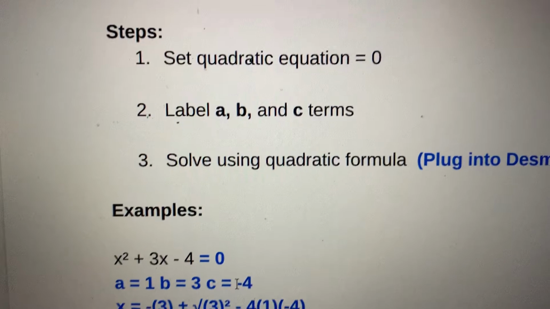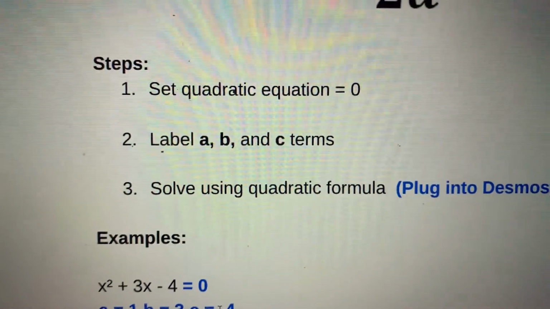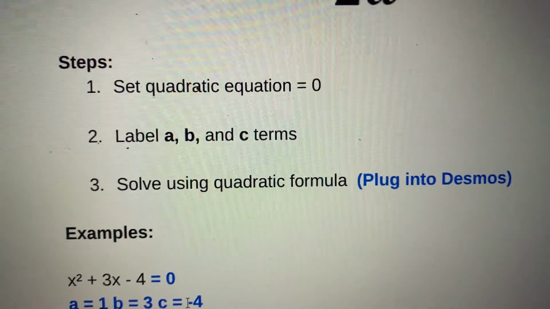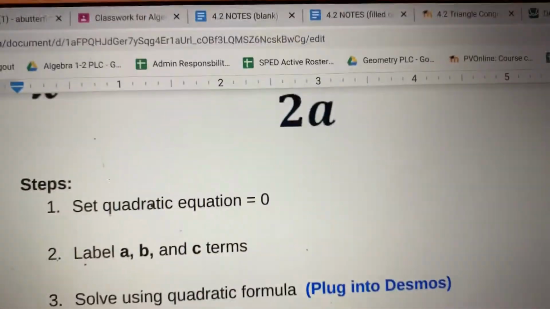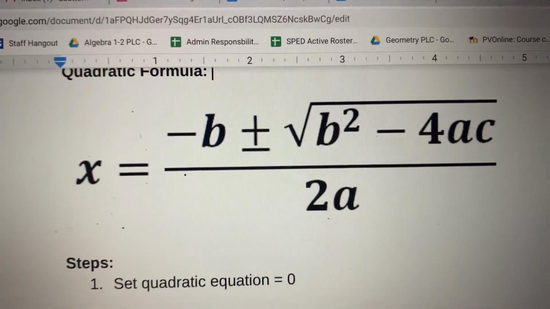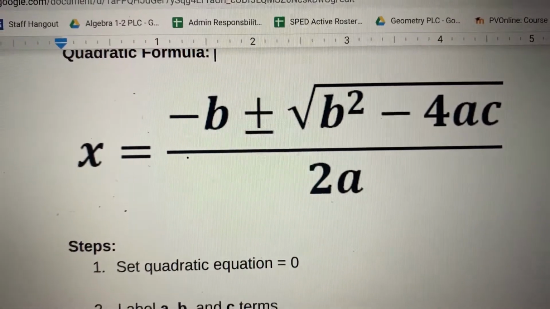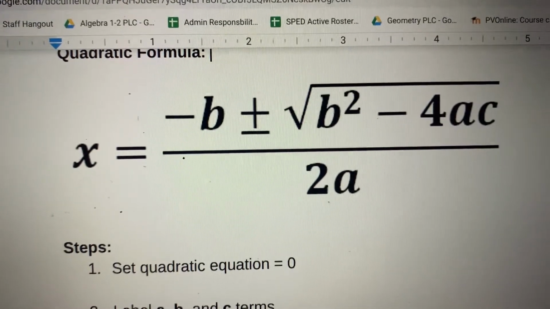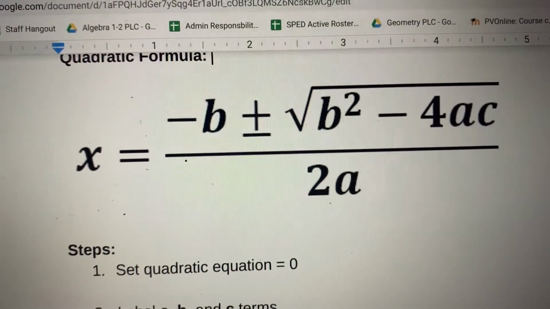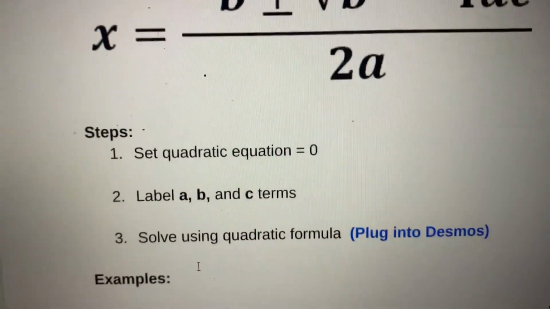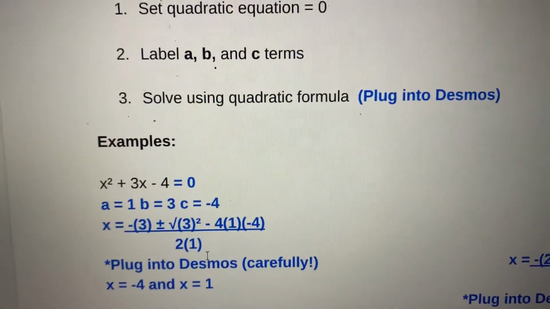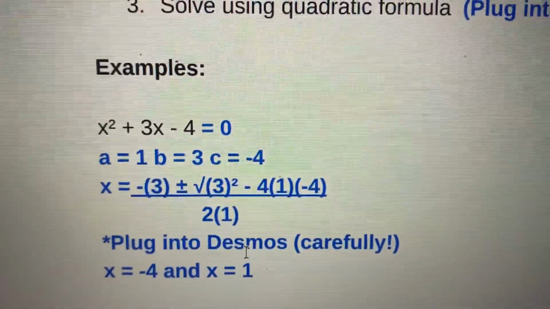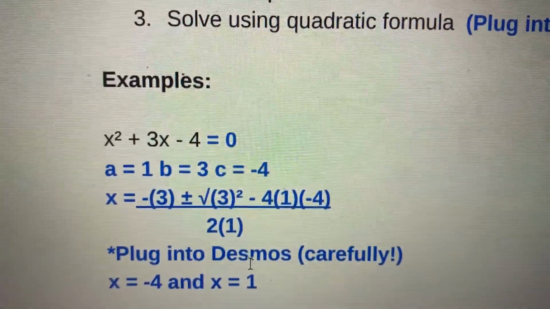So we did step 2, we have our A, B, and C terms. Our third step is the one that takes the longest. We're going to solve using the quadratic formula. So we take this quadratic formula, negative b plus or minus the square root of b squared minus 4ac all over 2a. So we're going to take that and we're now going to plug in our a, b, and c into the formula. Okay, so we have x equals negative b.